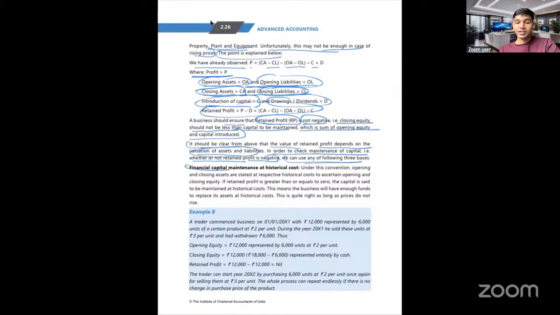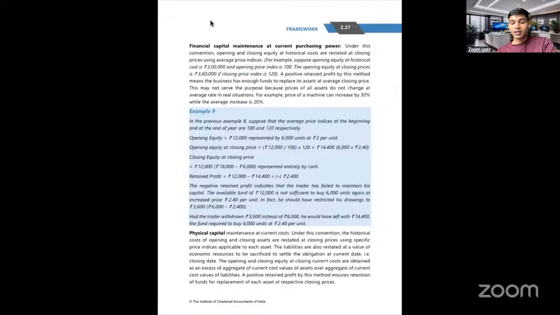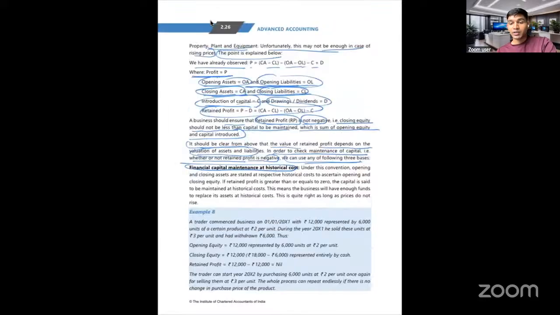One is financial capital maintenance at historical cost, and another is financial capital maintenance at current purchasing power. First, under this convention, opening and closing assets are stated at the respective historical cost to ascertain the opening and closing equity.